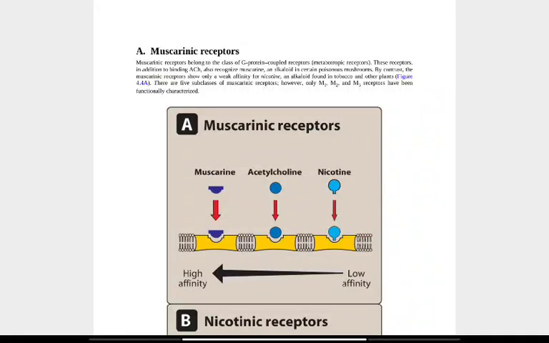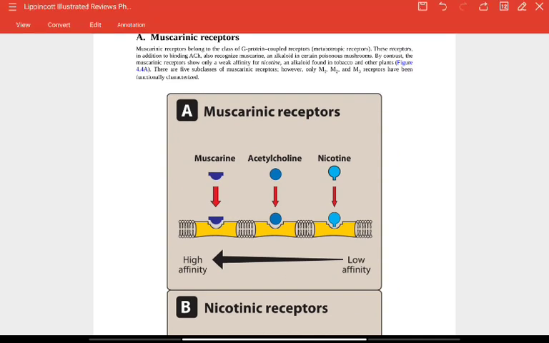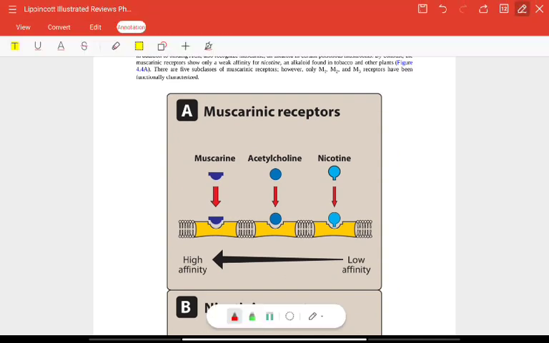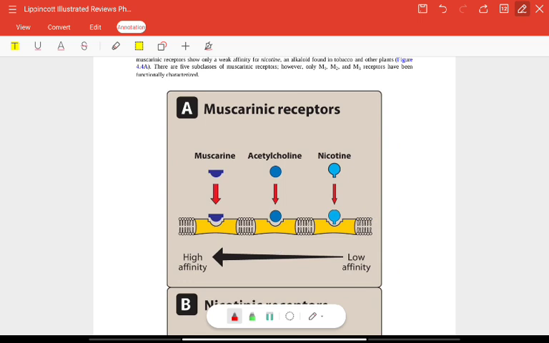Welcome to pharmacology lectures. Now we were studying about the receptors, muscarinic receptors. Here we are shown the muscarinic receptors. These are divided into M1, M2 and M3.